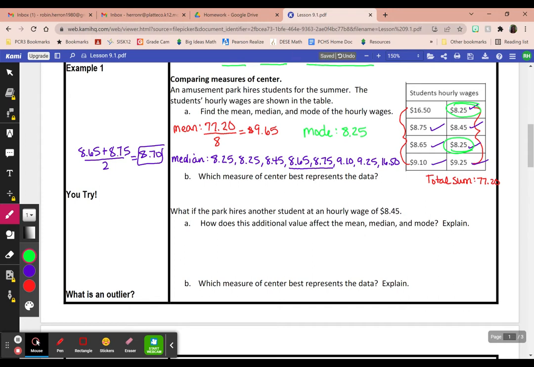Now, the next question says, which measure of center best represents the data? So for this one, it would have to be the median because it's falling more towards the middle, which is where most of this data is. If you look, the mean is a little bit high. 965 is clear over here in the ranking of where that would be. And the mode is 825, which is clear down here on the end. So we would have to pick the median because it's closest to all the data points.